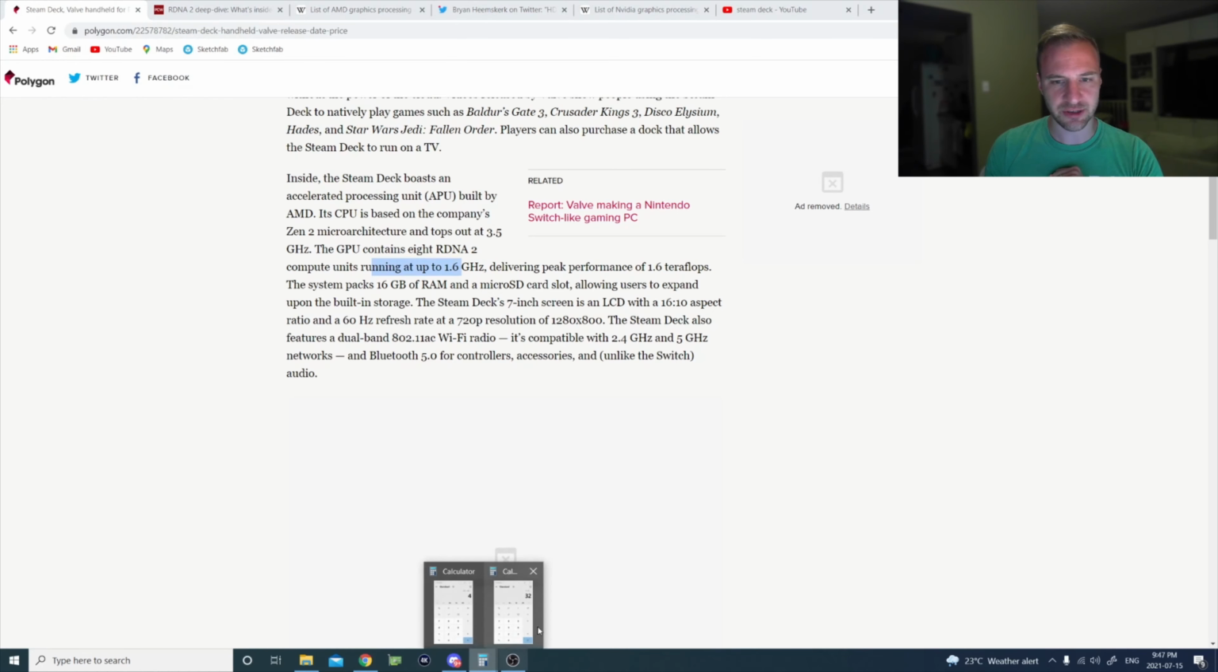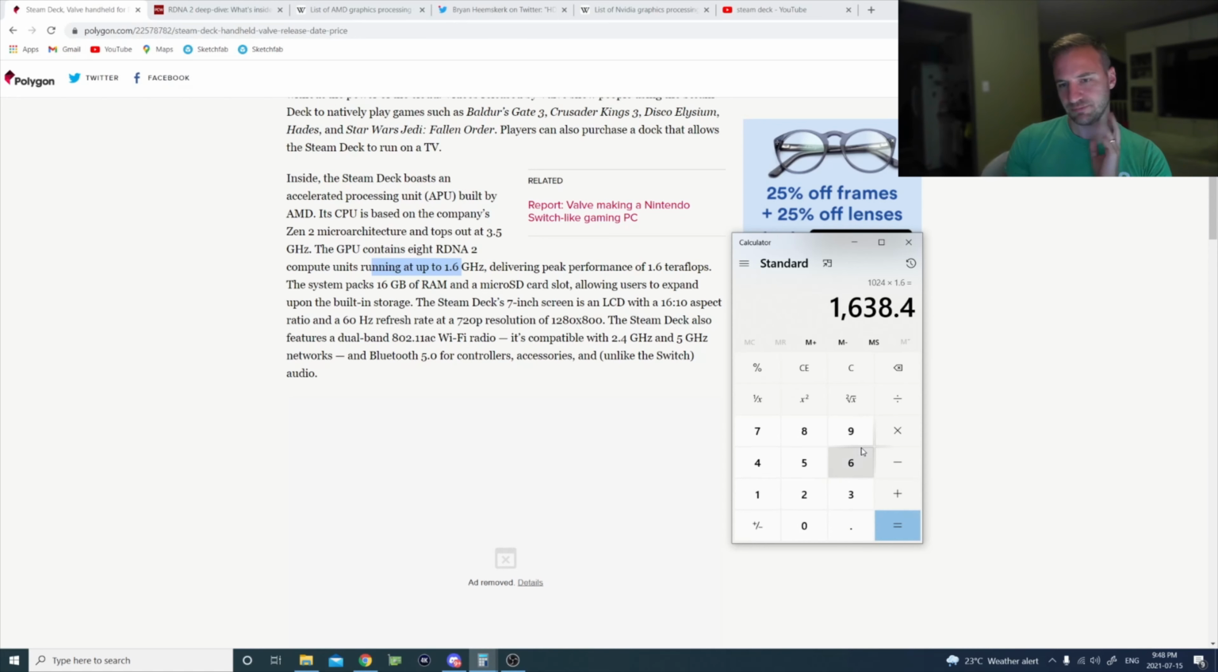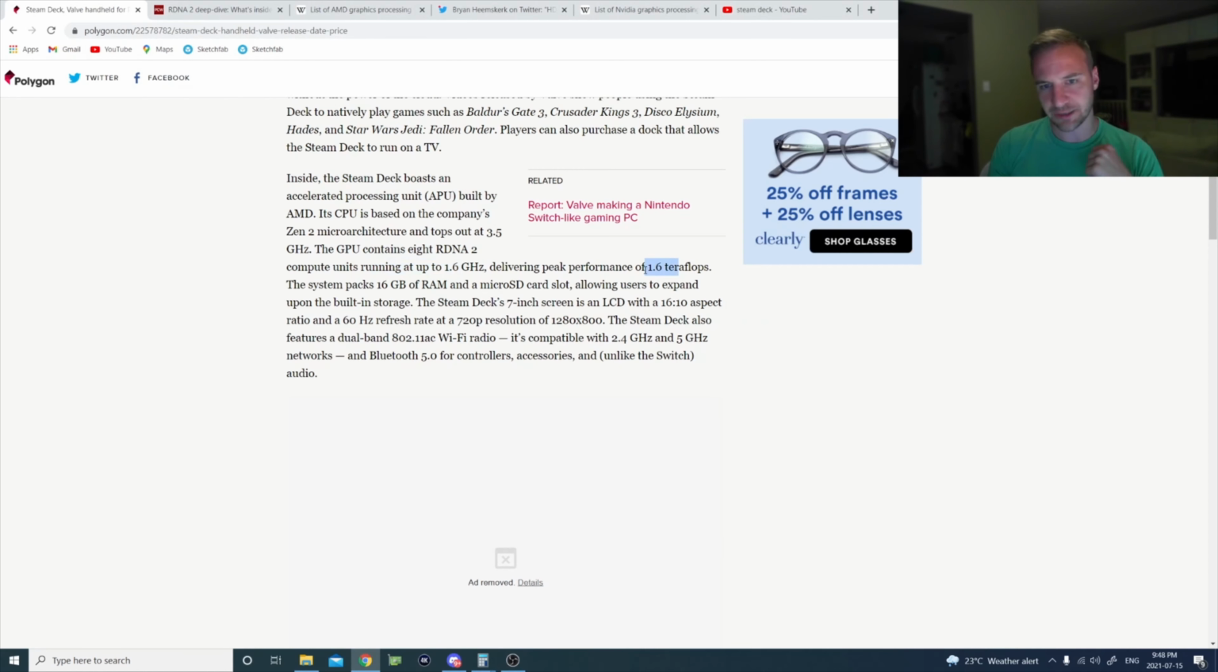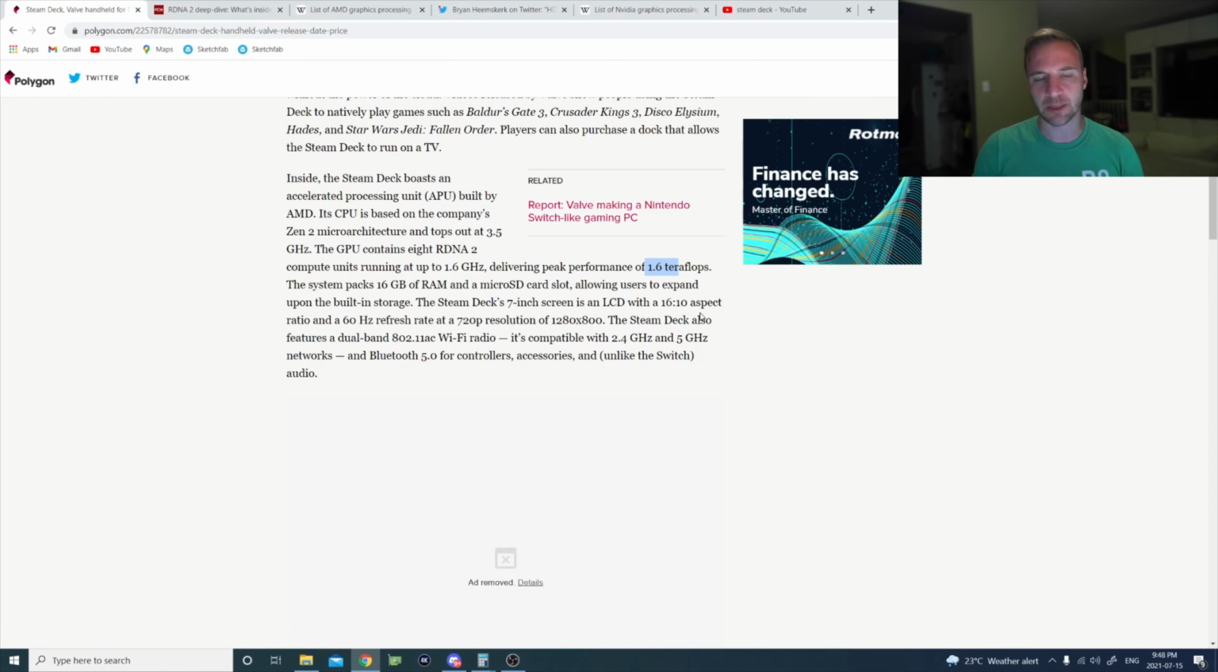So 1.6 gigahertz will tell us our TFLOPs. So they tell us right here, 1.6, but how you get that number is usually 512 times 2. So 512 we worked out as the number of shaders and then times your clock. So 1.6. So you're looking at 1.63 teraflops. So pretty accurate here. A PS4 base is 1.8 teraflops, but I would imagine this would be slightly better than a PS4 portable for a couple reasons.